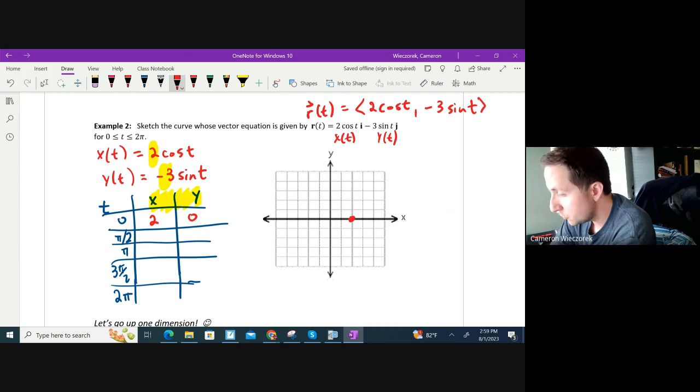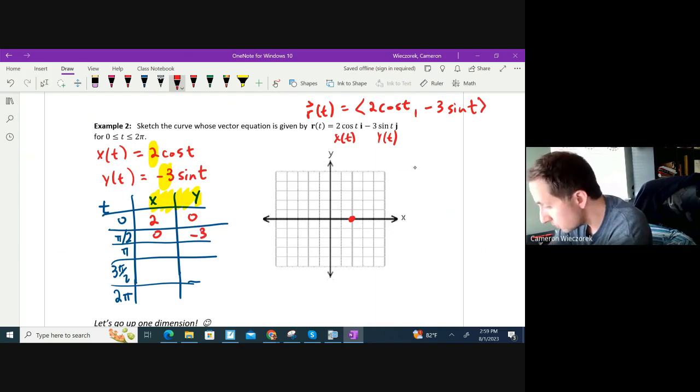Plugging in pi over 2, 2 times the cosine of pi over 2 would be 2 times 0, so I end up at 0. Negative 3 times the sine of pi over 2, negative 3 times 1, would be negative 3. So the next place I go is 0, negative 3. At pi, 2 times the cosine of pi would give me negative 2 for x. Negative 3 times the sine of pi would give me 0 for y. So the next ordered pair I reach is negative 2, 0. So it looks like we're going down into quadrant 4.